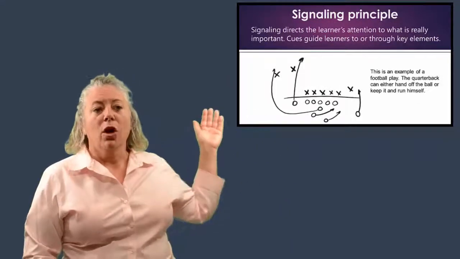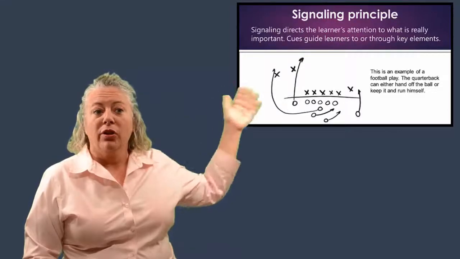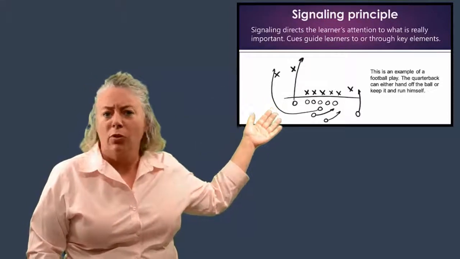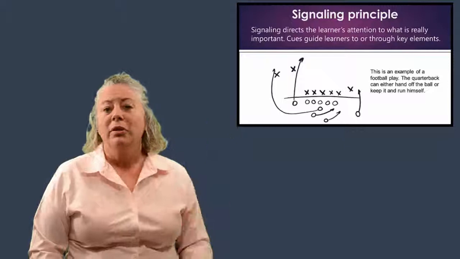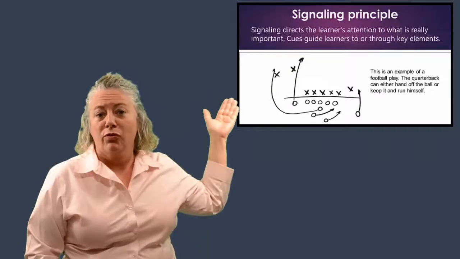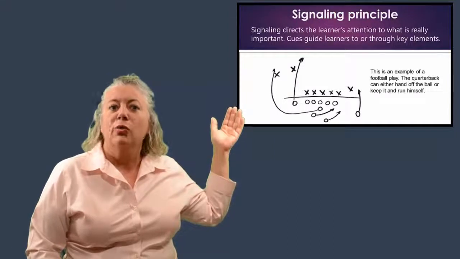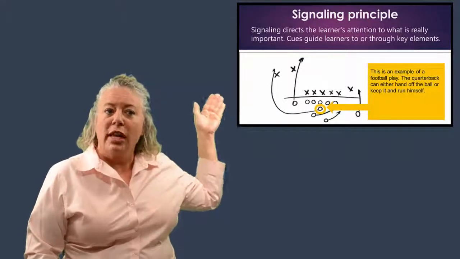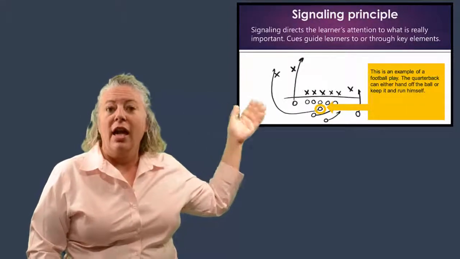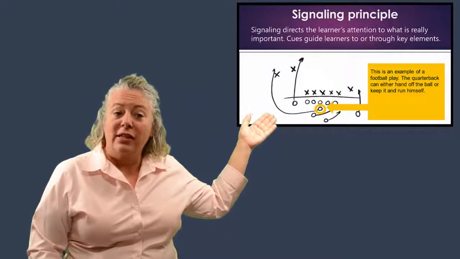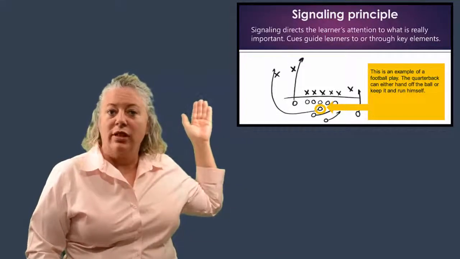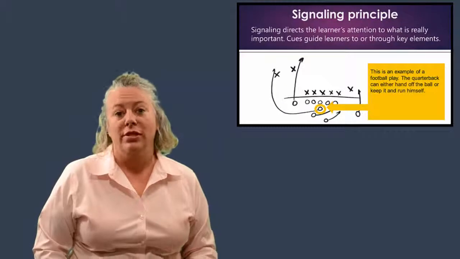For example, we have this football play up here with a little bit of information saying something about the quarterback. Well, if you're not familiar with the different symbols on a football play, then it doesn't really make a lot of sense. So with a little bit of signaling, we draw attention to the quarterback, and then the highlighted box also draws the learner in to see the relationship with the diagram.